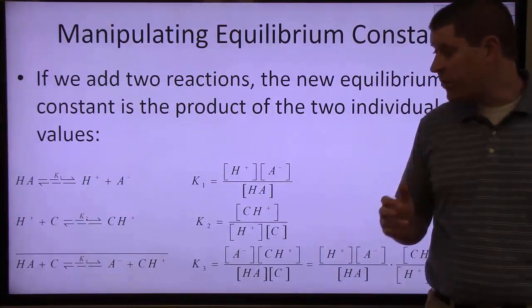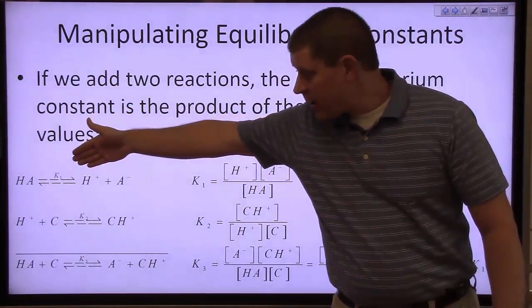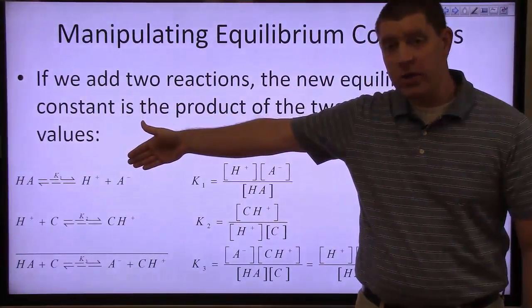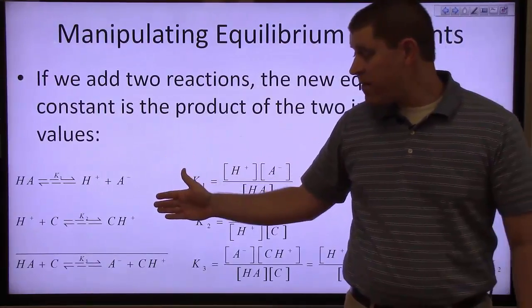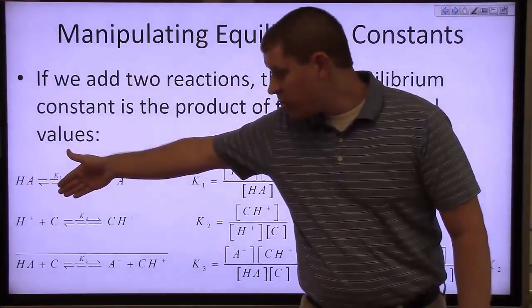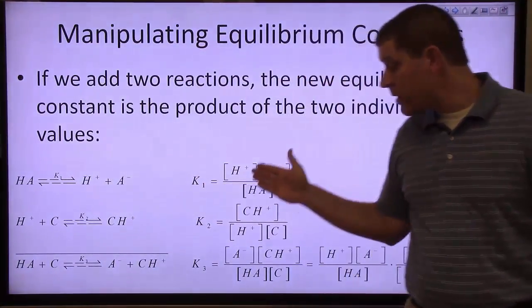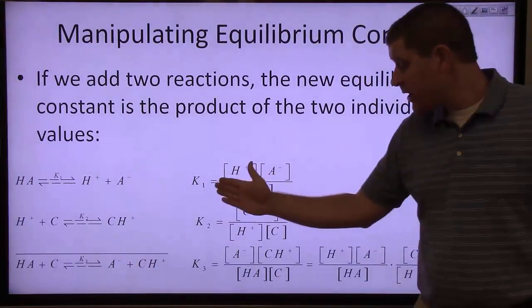So let's look at an example. If we have the deprotonation of acid A, so we've got HA deprotonating to H plus and A minus, and then we have the protonation of base C, so we have H plus plus C react to give us CH plus. We've got our two equilibrium constant expressions here.